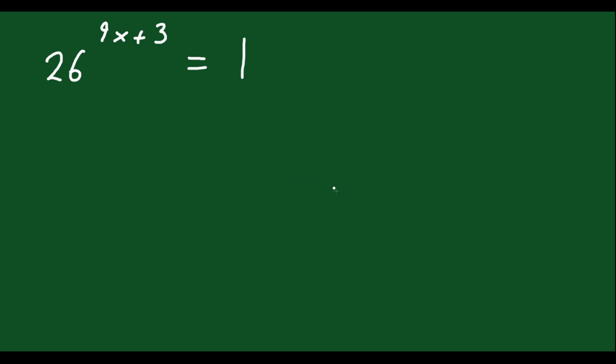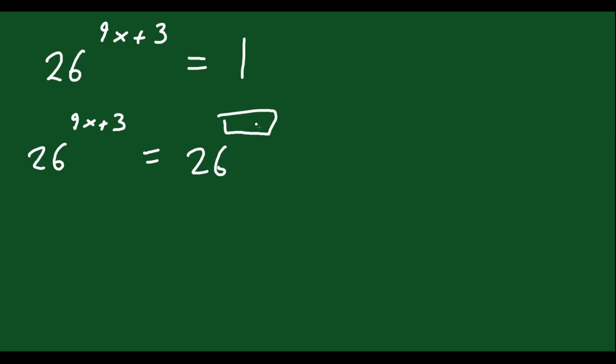Well, the first thing I'll do is look at the right side and ask, can I rewrite this as a base of 26? Is that possible? If 26 to the exponent 9x plus 3 is equal to something, and I can write that something as 26 to some exponent, that would mean those exponents are equal to each other. If 26 to an exponent equals 26 to some other exponent, those two exponents must equal each other. Hopefully that makes sense.